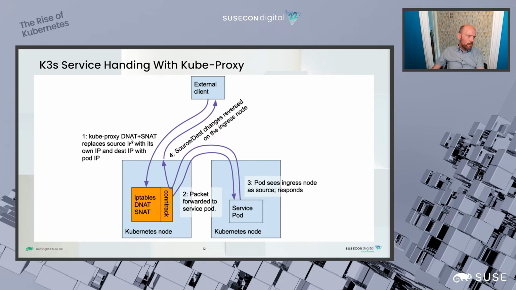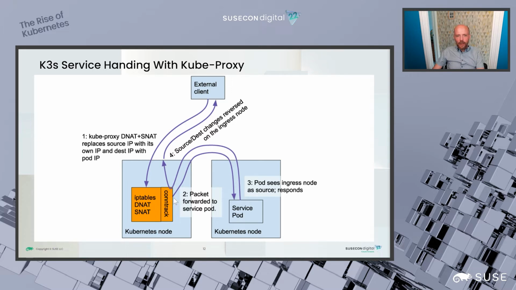So the first thing that kubeproxy does is it both DNATs, that's destination network address translation, and SNATs, source network address translation, on that traffic. It replaces the source IP of the traffic request with its own IP, and the destination IP with the pod IP of the service pod. Now, let's talk about the destination NAT first. That's a necessary step because the traffic has to find its way to the service pod, and the service pod has to realize that the traffic is intended for it. So that's why the destination NAT happens.